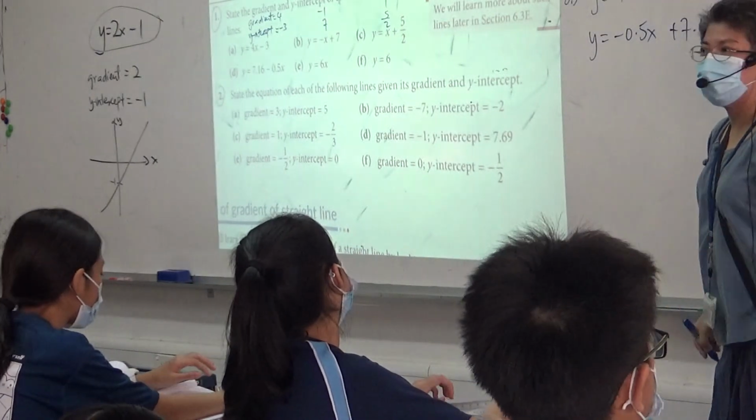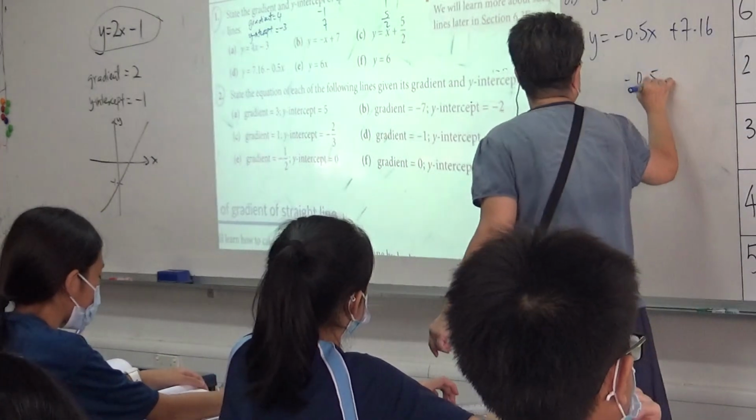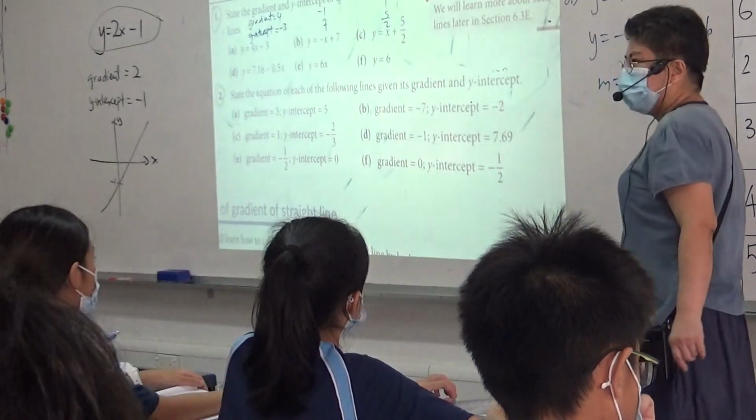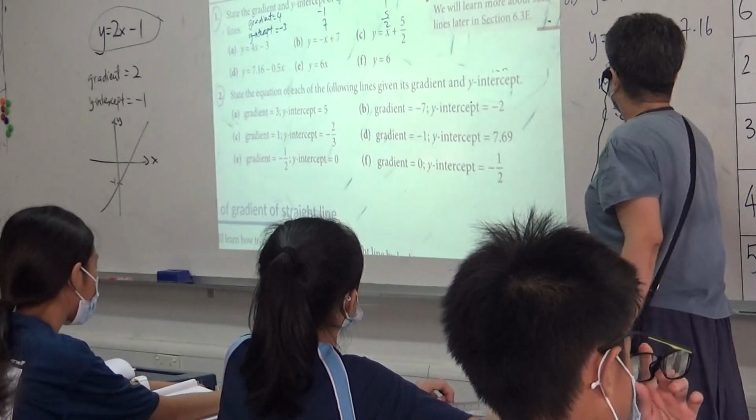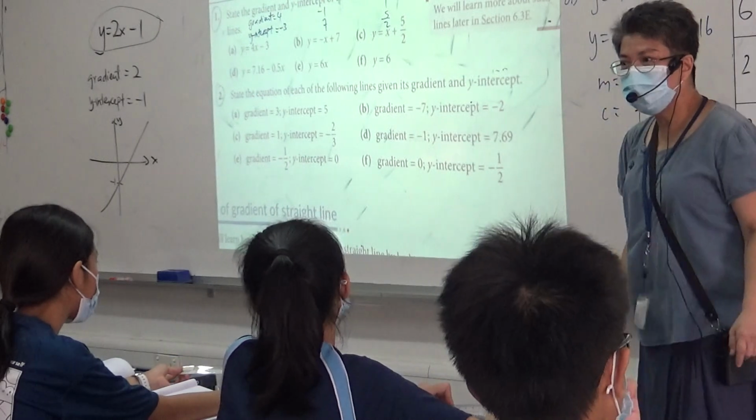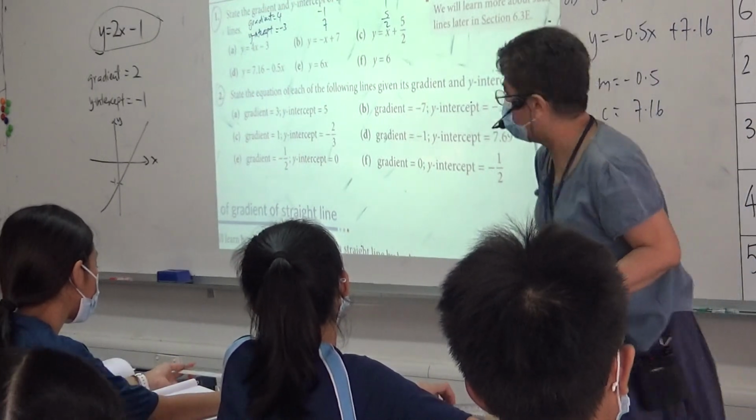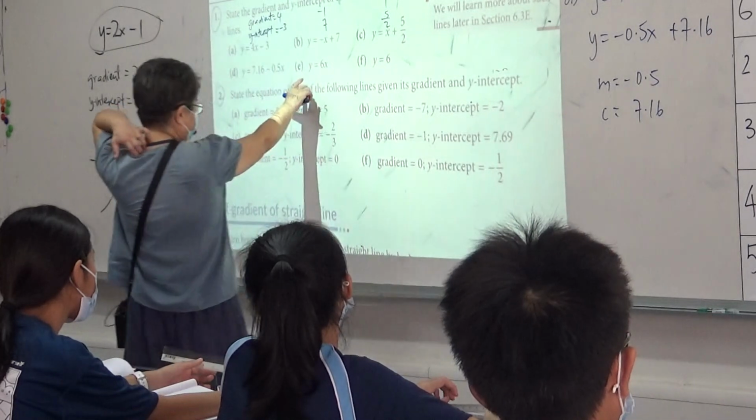So what is the gradient? Negative 0.5. So this is my M, right? What's my y-intercept? 7.16. Are we clear now? You cannot mix up, huh? Okay? Okay, last one. Not last one, this one.